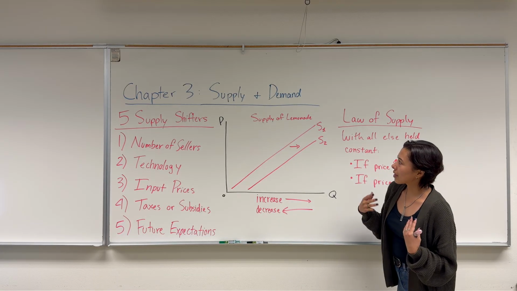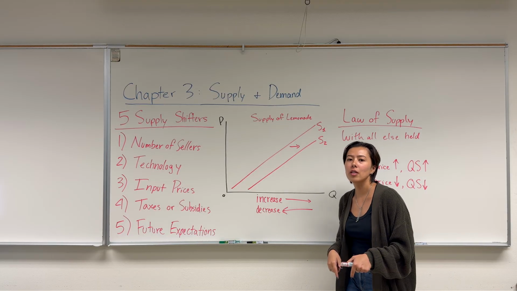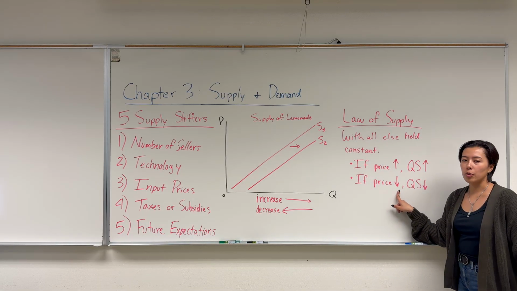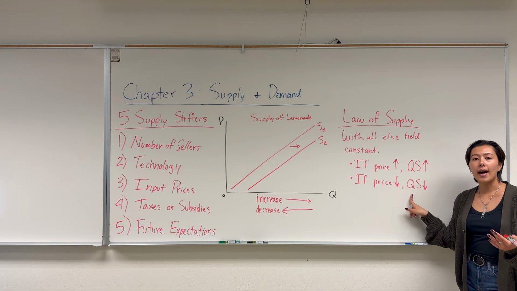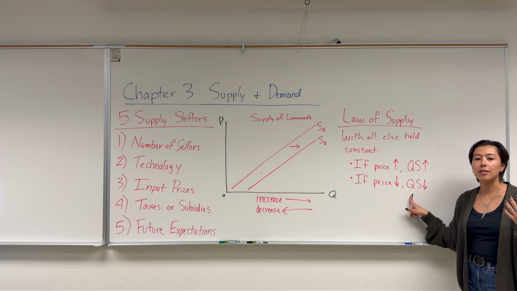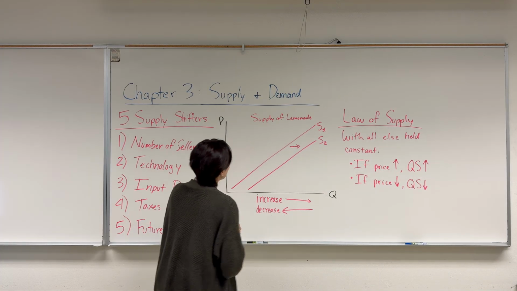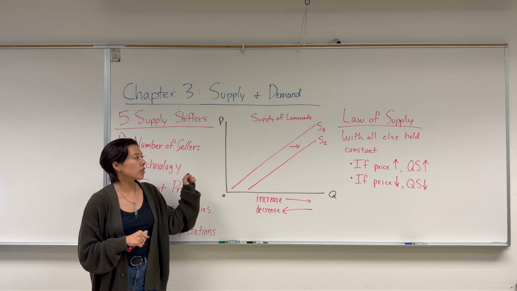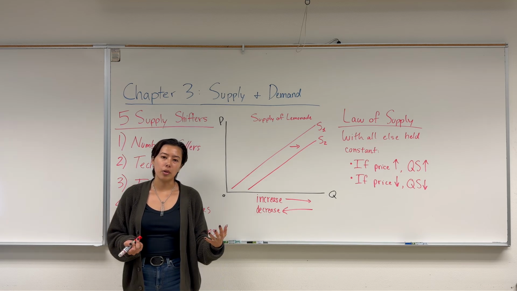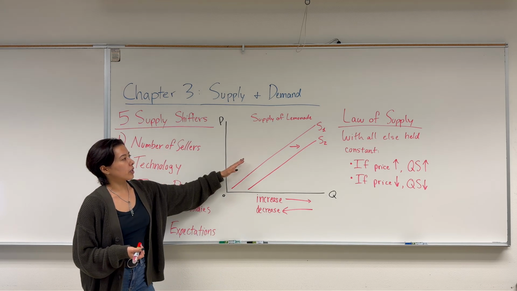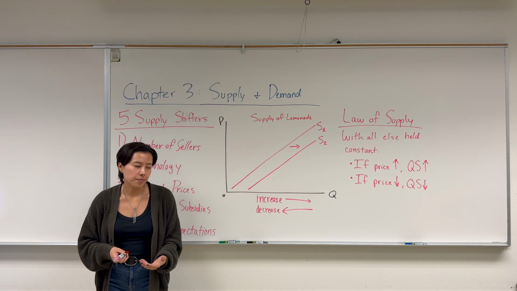So if lemonade producers expect the price of their product to go down in the future, they expect that they're going to be able to sell their product for much less in the future, they want to try and take advantage of the high price that's available to them today, right? So if producers of lemonade think the price is going to go down in the future, they want to sell as much as they can right now to take advantage of that high price. So when they think the price is going down in the future, supply is going to increase today.